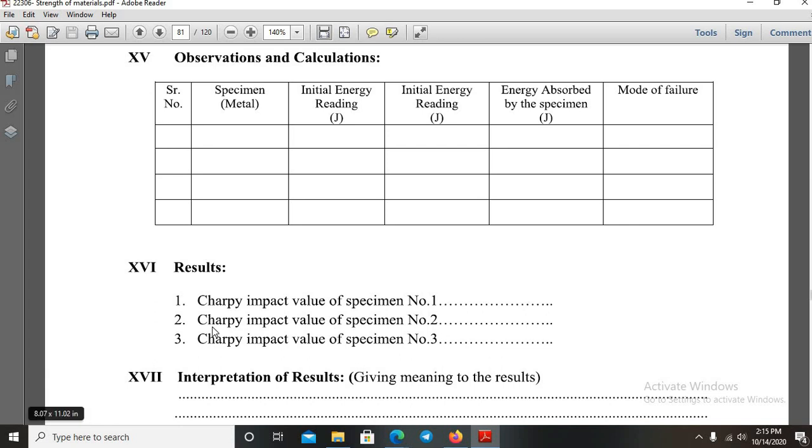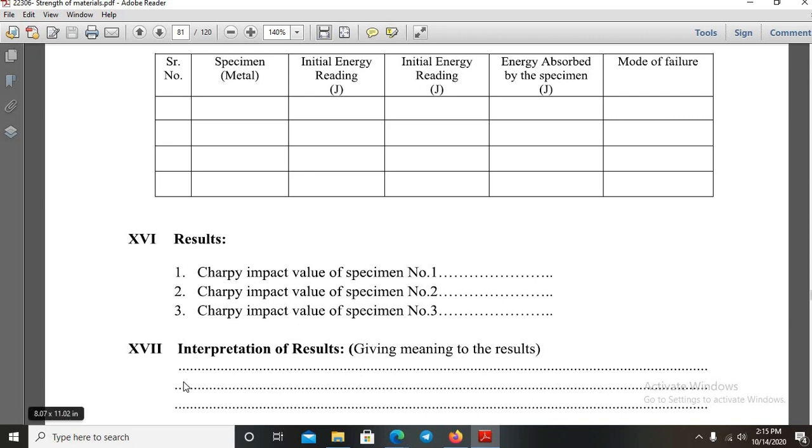हे डॉट करून तुम्ही काय लिहिणार? 28 joules. For charpy impact value of specimen number 2, specimen number 2 MS चा specimen होता आपला, energy absorbed आपल्याला मिळाली होती 159 joules. So it is 159 joules. And third, charpy impact value of specimen number 3, आपला जो specimen होता aluminium and its value was 54 joule. So you have to write here 54 joules. Okay, and after that interpretation of result.